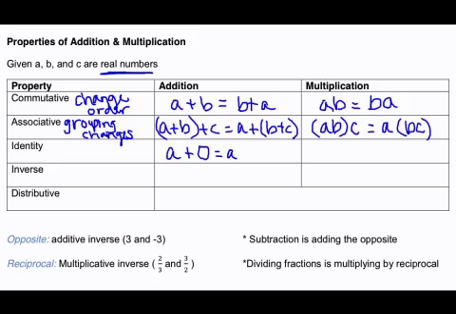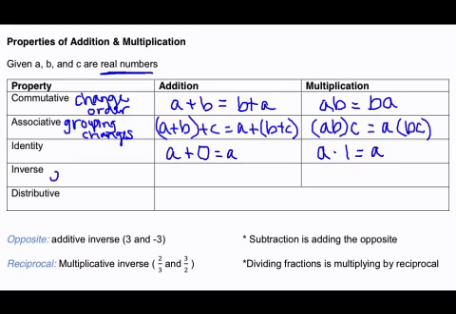For multiplication, in order to get the same number back when we multiply, we are going to multiply times 1. So A times 1 will give us A. Again, the commutative property works, so 1 times A is also A.